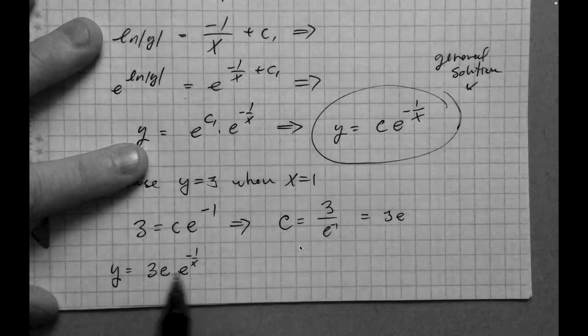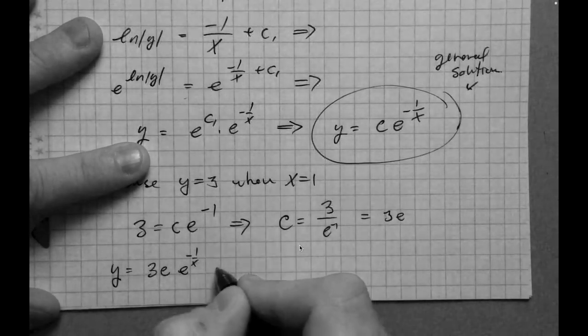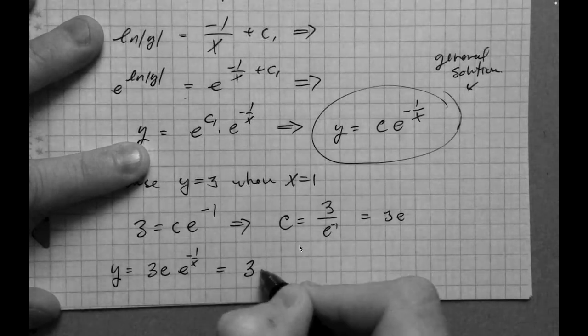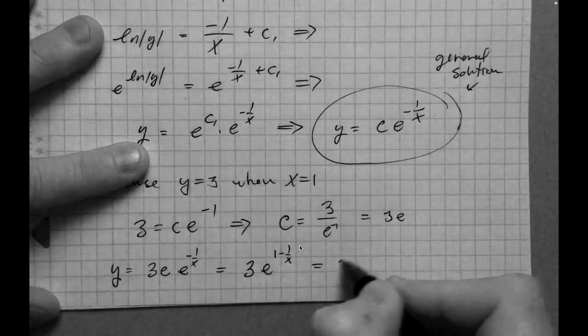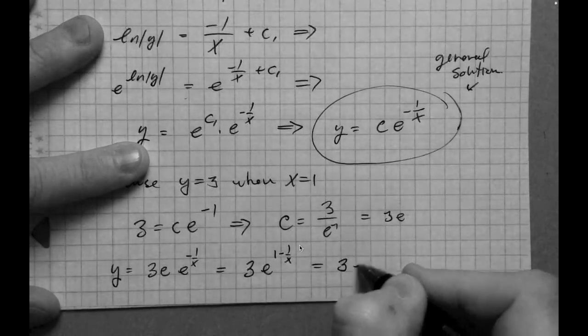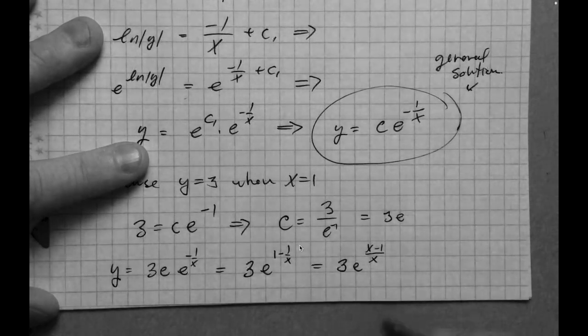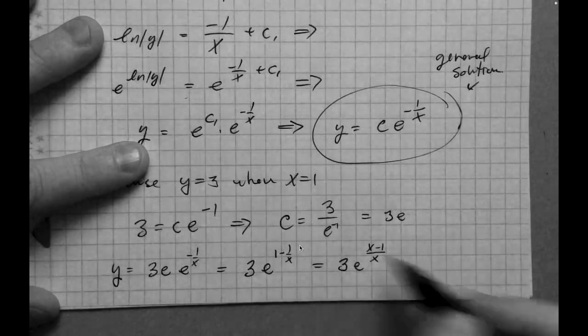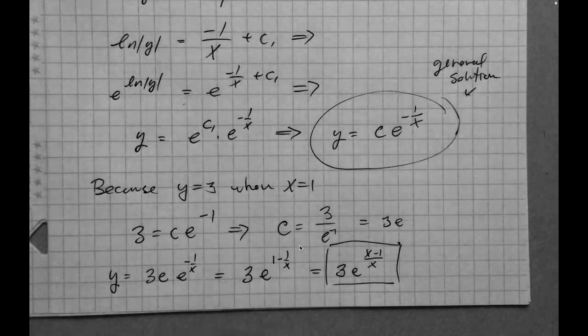This is e to the first times e to the negative 1 over x. And so we could write this as 3e to the 1 minus 1 over x. Or we could write it as y equals 3e to the x minus 1 over x. Maybe that's the best way to write it. Okay, so that is our particular solution.